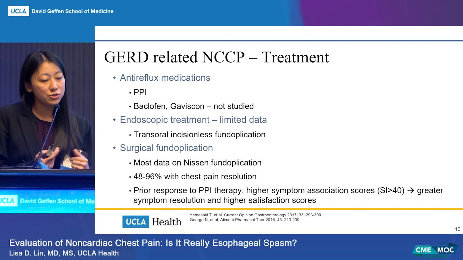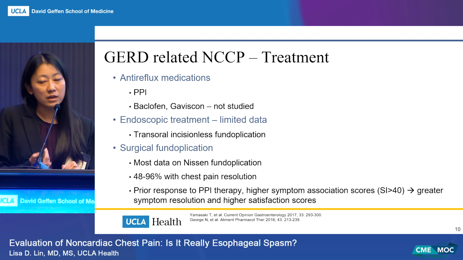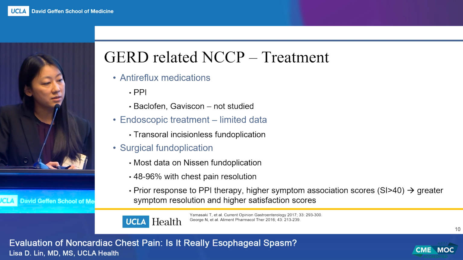There's endoscopic treatment, transoral incisionless fundoplication, which has limited data in specifically GERD-related non-cardiac chest pain, but is something you can consider. And then most of the data for surgery in GERD-related non-cardiac chest pain is really for surgical fundoplication. Most of the data is on Nissen fundoplication, and that has shown 48 to 96% patient improvement with chest pain resolution. And prior response to PPI therapy and higher symptom association scores have all predicted greater symptom resolution and higher satisfaction scores.